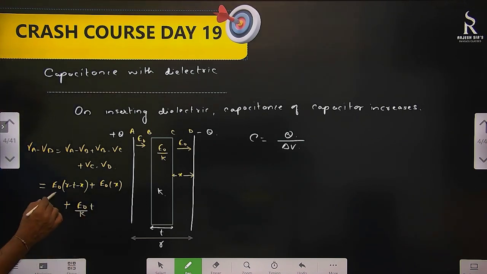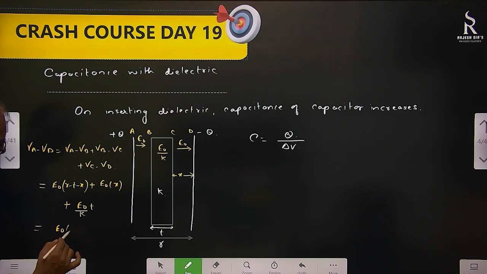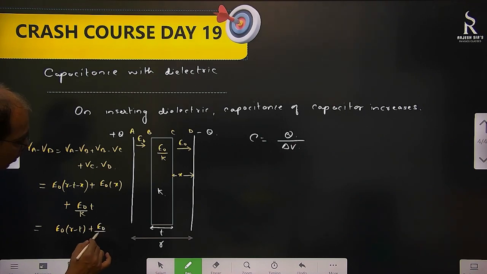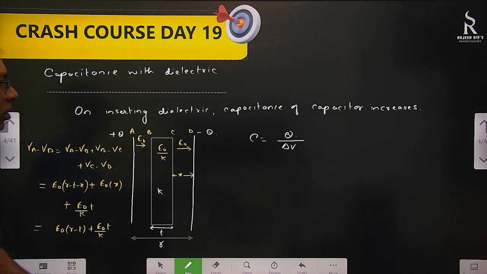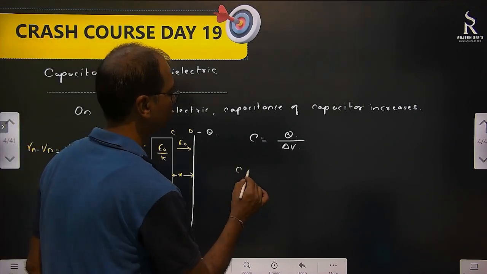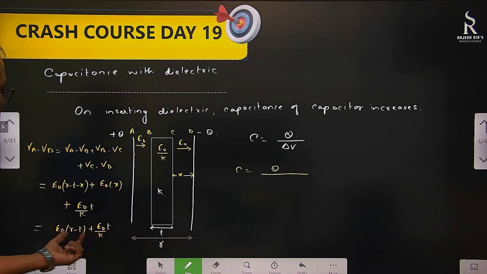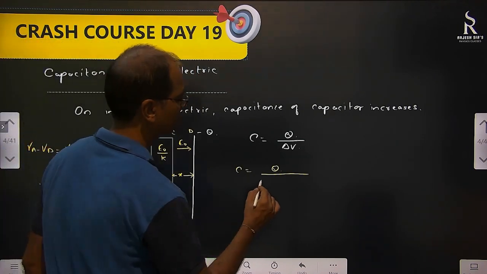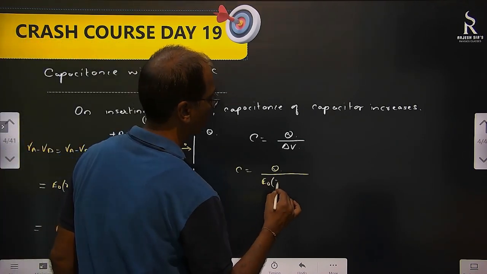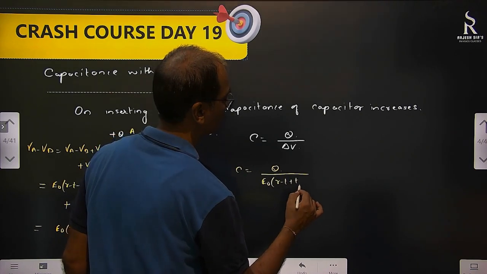You can see that E naught into minus X plus E naught into X will get cancelled. So we get E naught into R minus T plus E naught by K into T. This is VA minus VD. We'll keep it over here. C equals Q by, taking E naught common, R minus T plus T by K.